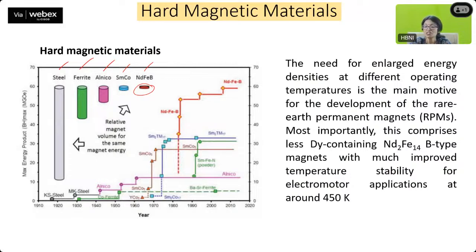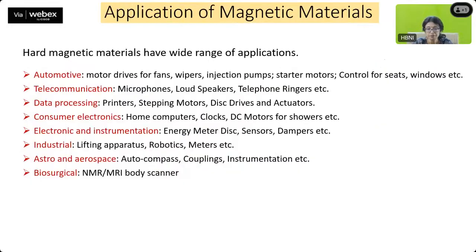The need for enlarged energy densities at different operating temperatures is the main motive for the development of these rare earth permanent magnets. Most importantly, this comprises the less dysprosium containing Nd2Fe14B type magnets with much improved temperature stability for electromotor applications at around 450 Kelvin. So these have all these different applications. At different temperatures, you have different magnetic materials giving you different magnet energy. The main point is to get as much magnet energy as possible with a broader temperature of operation.